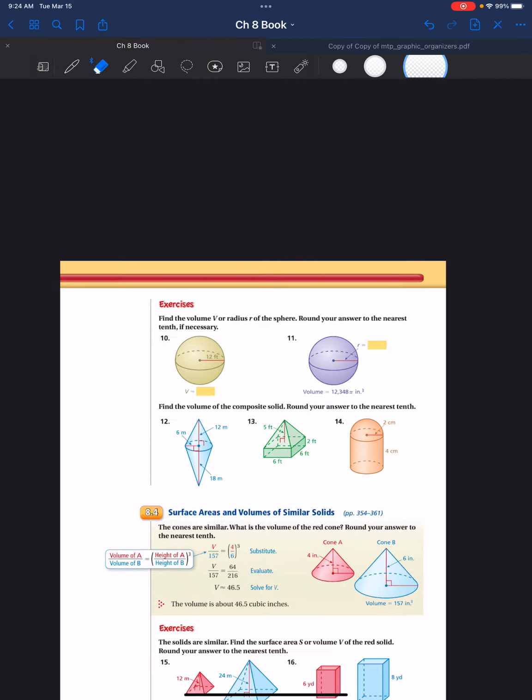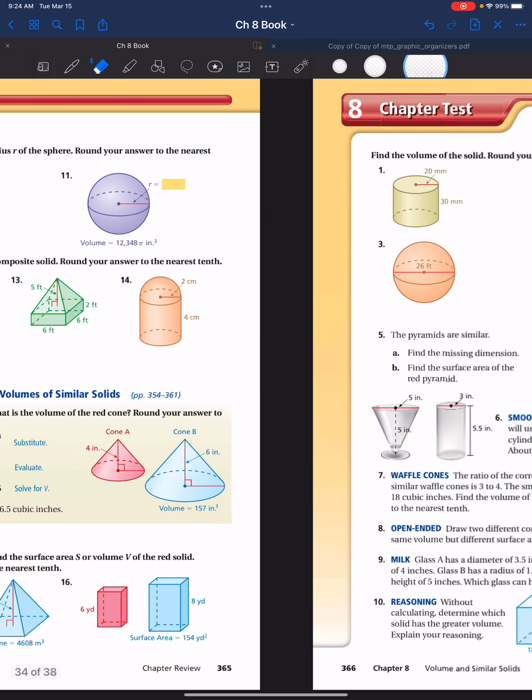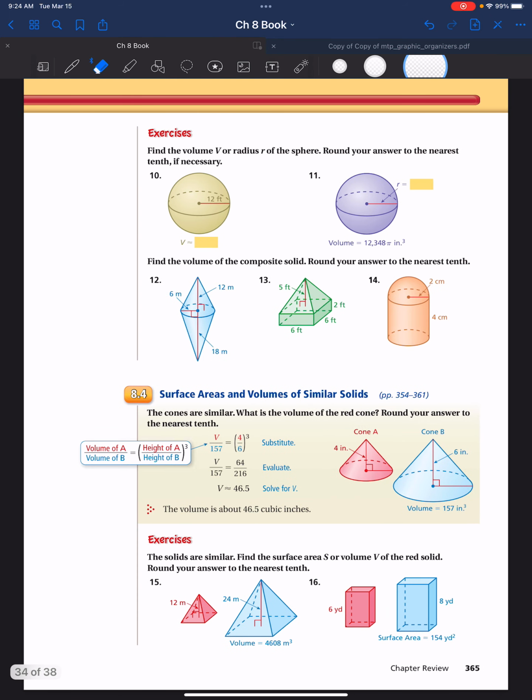All right, so in composite shapes, try to keep your work as organized as possible. It'll help you so that you don't make any mistakes. All right, guys, we're almost done. Last section, talked about surface areas and volumes of similar figures. Let's go look at 15 and 16.